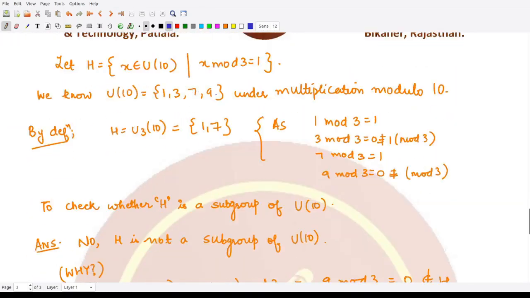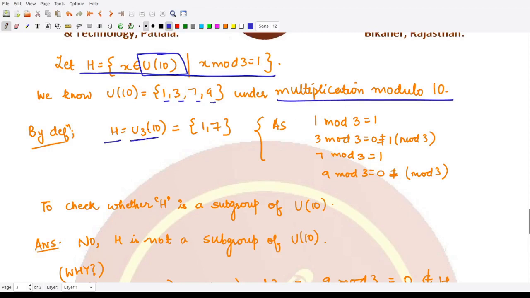For the third part, we are given H as this. First of all, let's write down all the elements of U10. They are 1, 3, 7 and 9. The operation is multiplication modulo 10. H is nothing but U3 of 10 by definition, and once you compute mod 3 of all the elements, you only have 1 and 7 present within H.